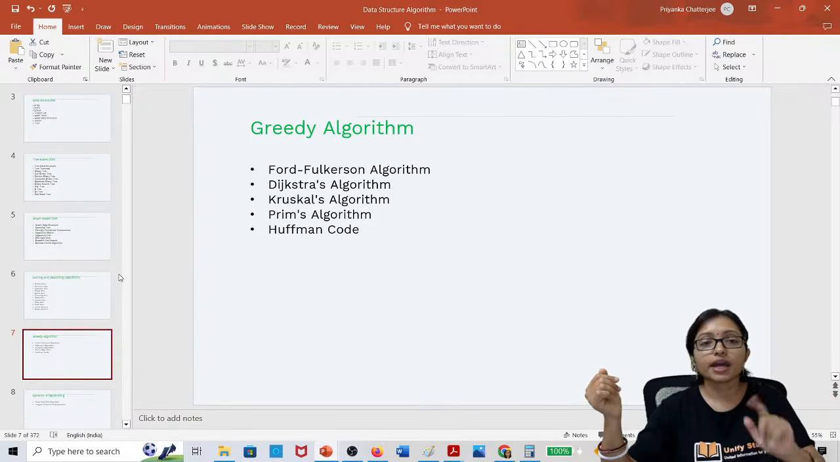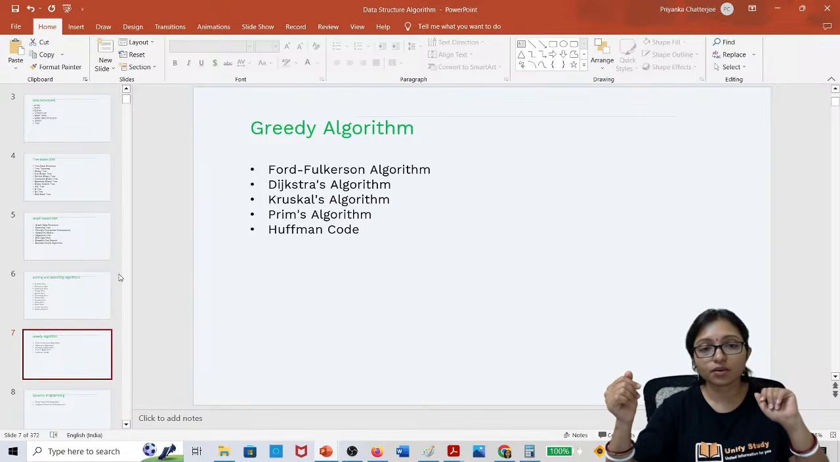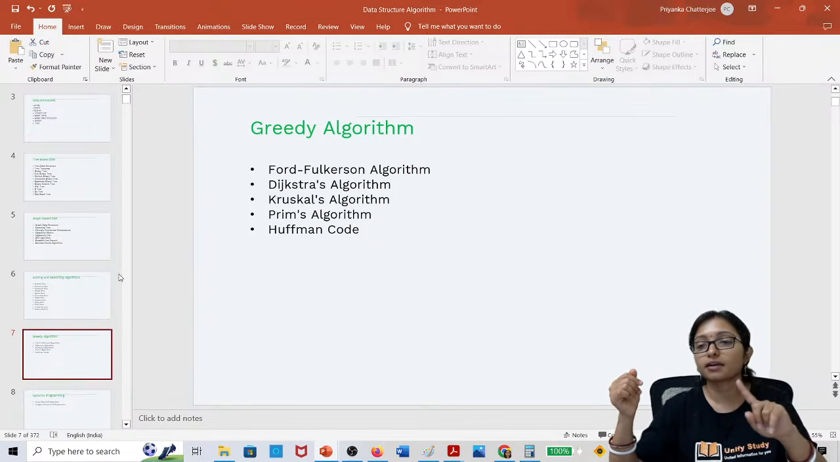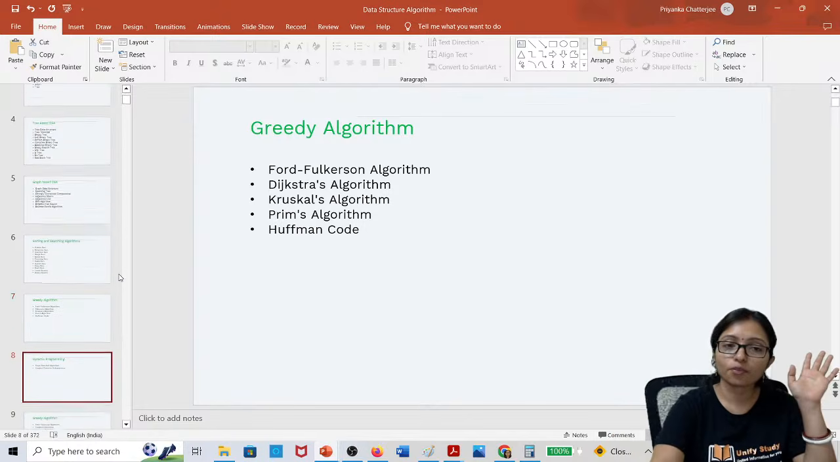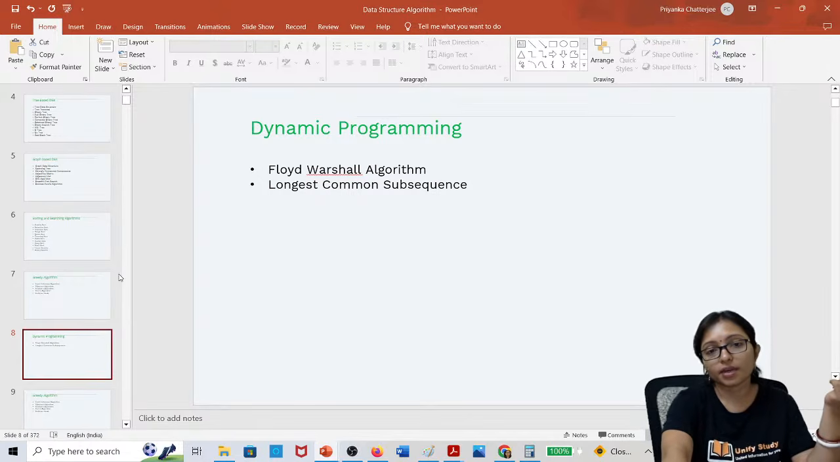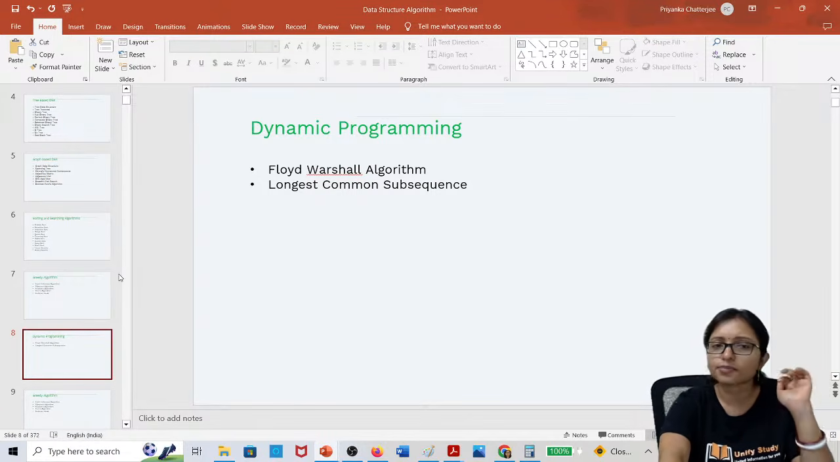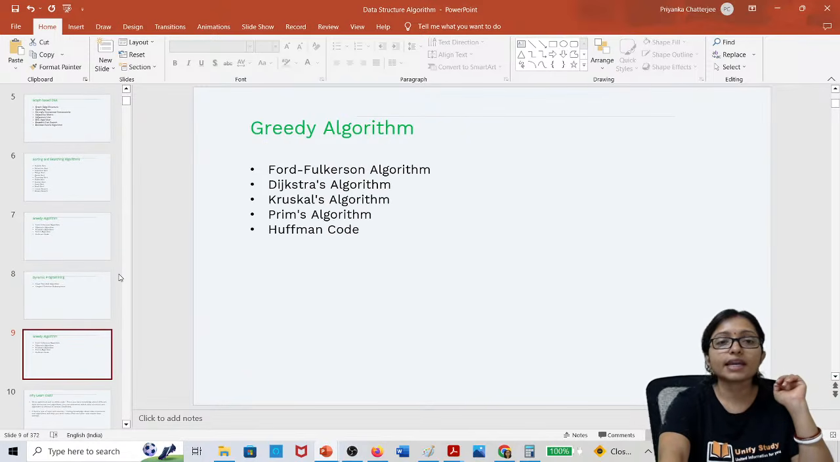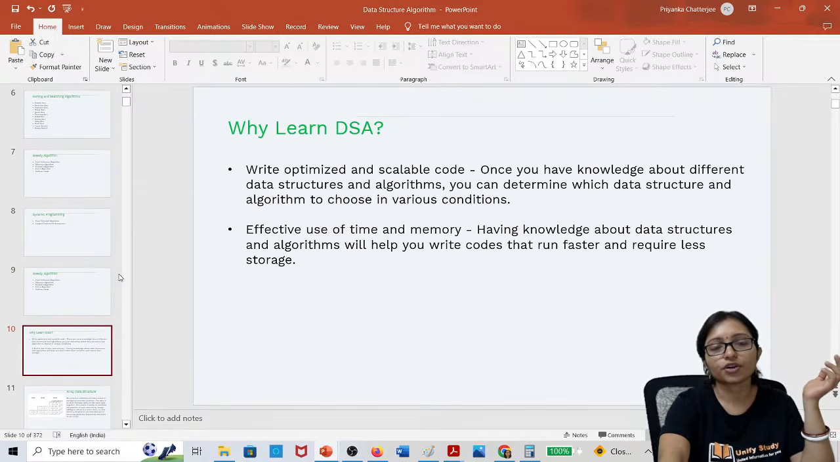So under greedy algorithm, these are what is important: Dijkstra's algorithm, Kruskal's algorithm, Prim's algorithm. These are very important. Huffman also sometimes comes. And under dynamic programming, Floyd-Warshall also comes. And the longest common subsequence, sometimes they are asking subsequence questions. Greedy algorithm, here it is coming under Dijkstra's and Prim's, Huffman, that I already told.